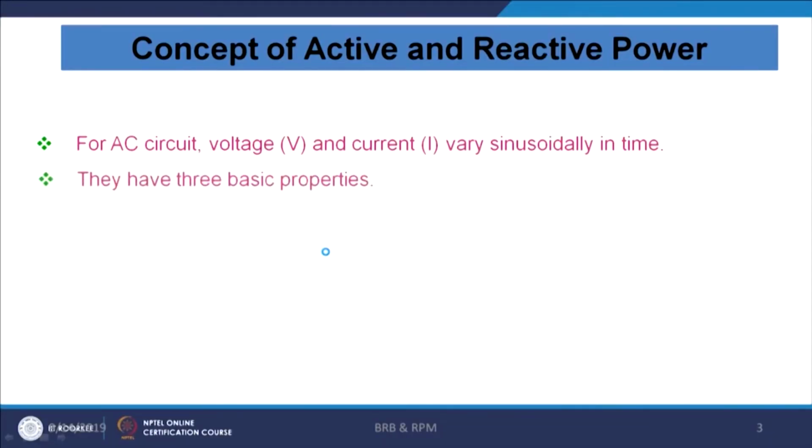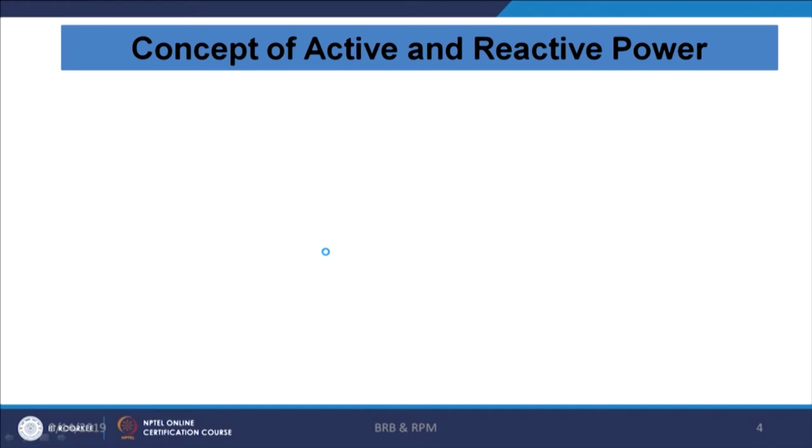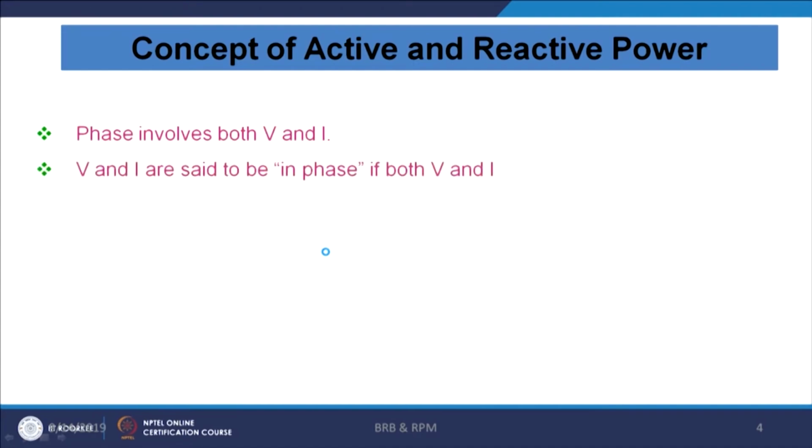Now, we want to revisit this for the sake of understanding. In an AC circuit, voltage and current vary sinusoidally. They have basic properties like RMS voltage and current. The frequency has to be 50 or 60 hertz. Then it has to have a phase relationship with a desired maintenance ratio, so that there should not be a large phase lead or phase lag. Phase involves both voltage and current, and they are said to be in phase, which is the desired requirement of power quality.